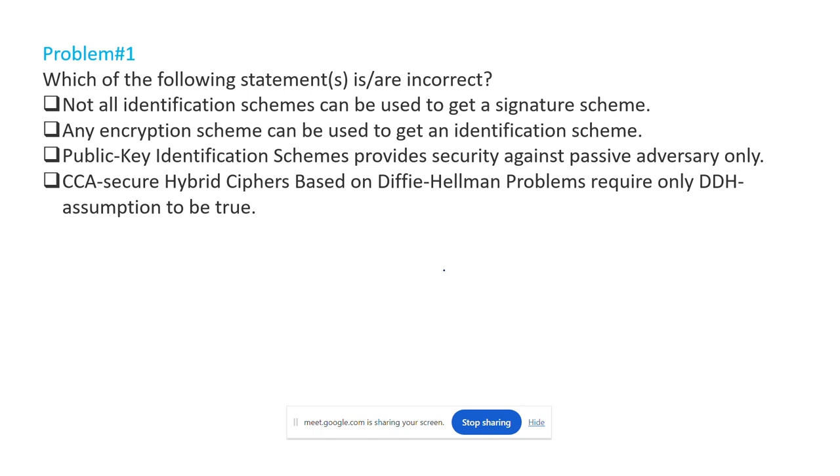So the first statement is, not all identification schemes can be used to get a signature scheme. Anyone would like to answer it, true or false?